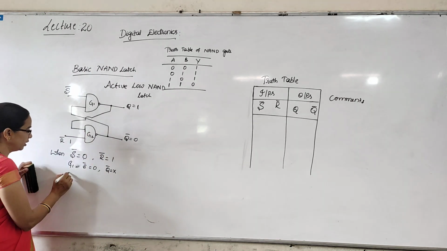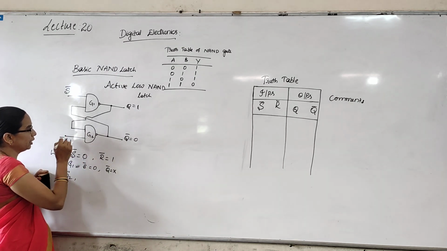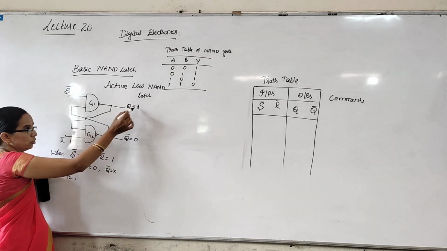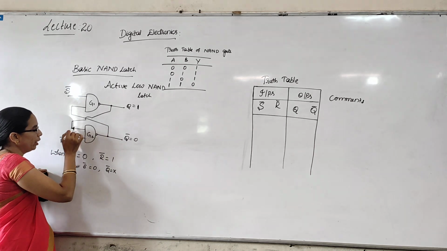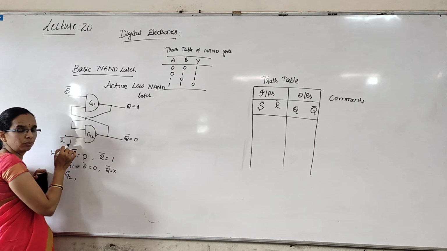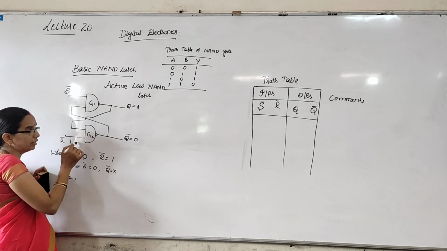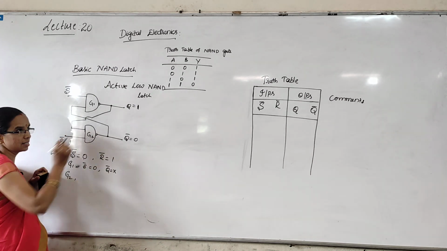And for gate 2, what happens? Gate 2, Q is 1. Q is one of the inputs of gate 2. So 1 and 1. What happens? If both the inputs of gate 2 are 1, then what happens? Output is 0.